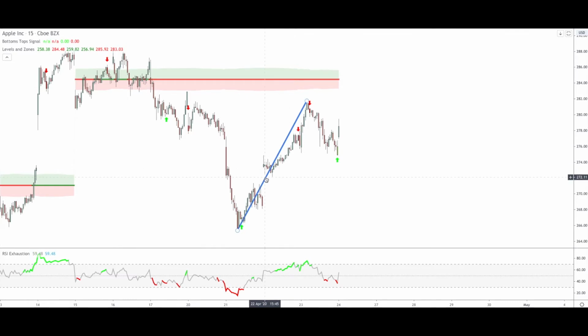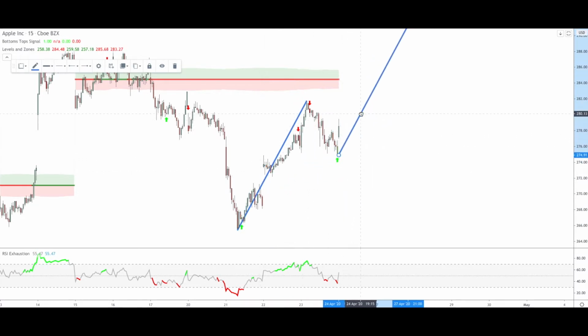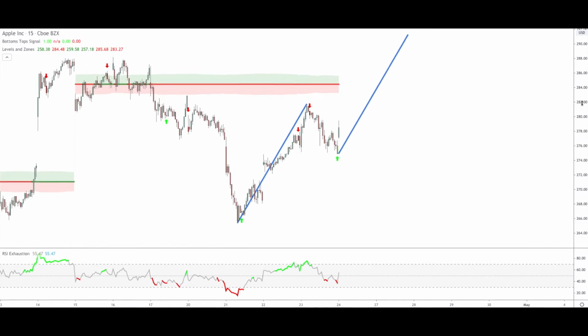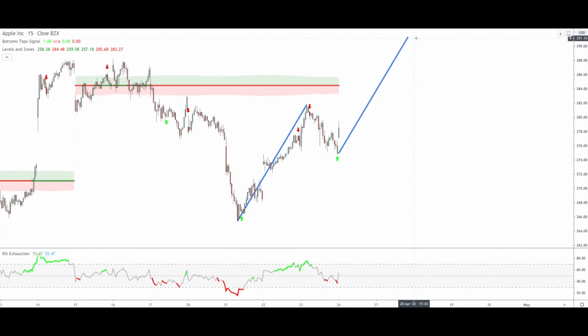So what I'm looking for is another upward movement about the same size as this one. So you see we have one movement, then a retracement, and then another movement to the upside terminating about here. Why do I expect this?